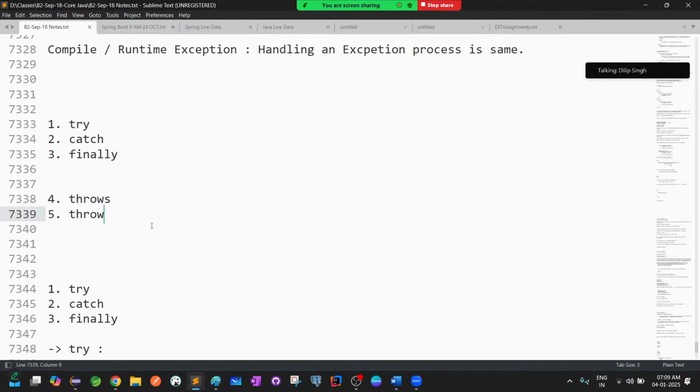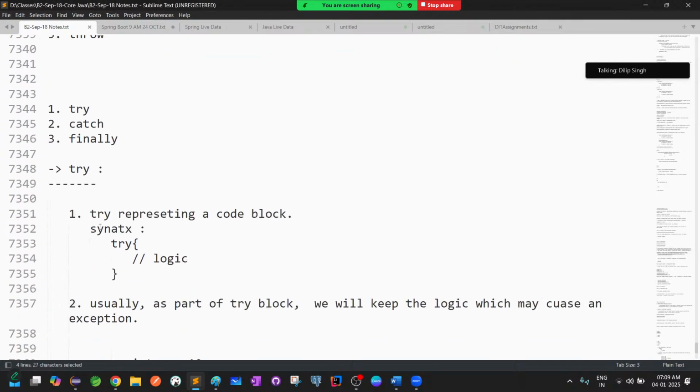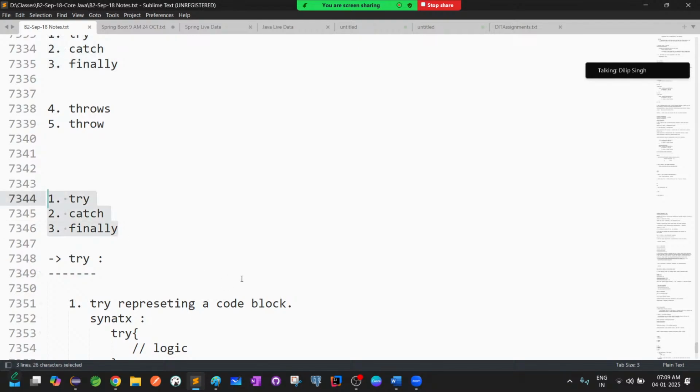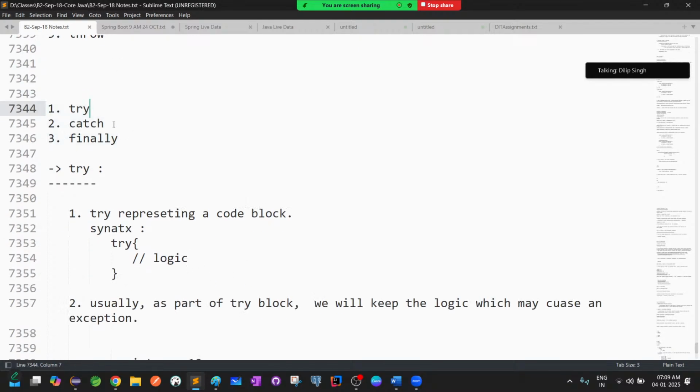But out of these five, we have started discussing the first three, because the first three keywords have interconnectivity from one keyword to another. There is some dependency between one keyword's functionality and another's. So we mostly use these three keywords together. How we use them together, and what rules and regulations exist between them to handle the exception, we have started understanding.